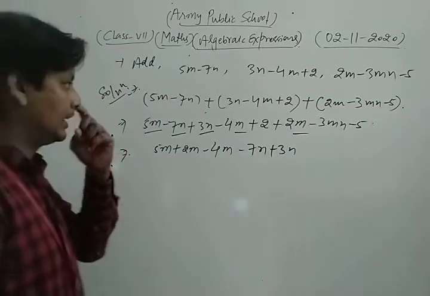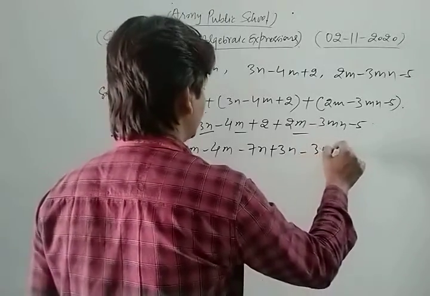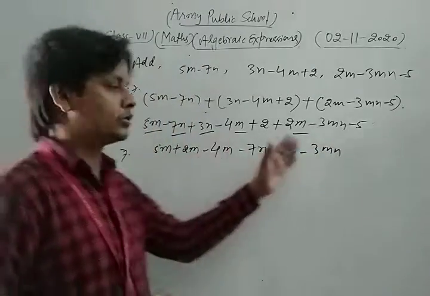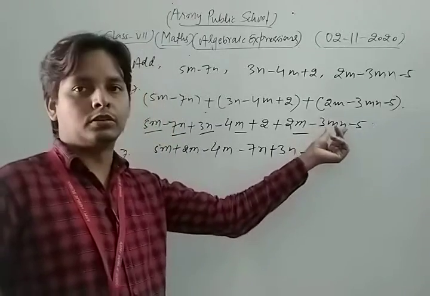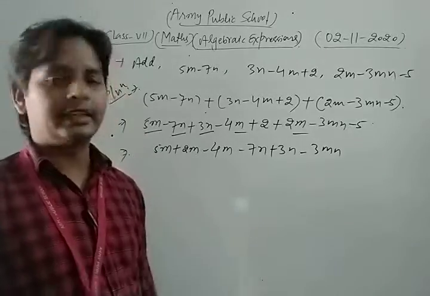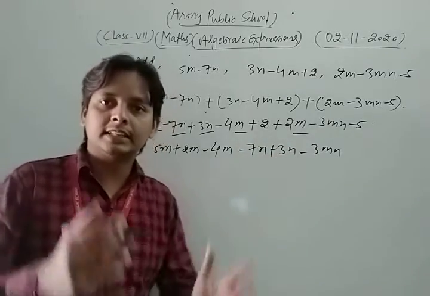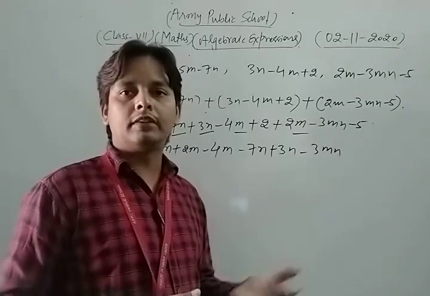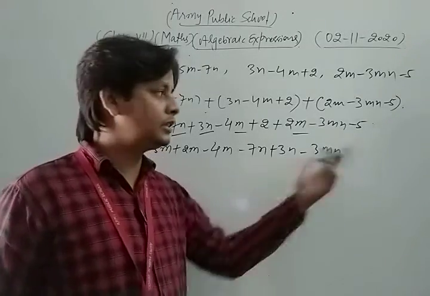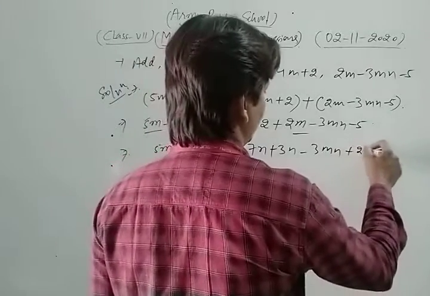And what is the left value, dear friends? Here we write minus 3mn as it is, because no other term contains mn. So mn is only one term, and we write it as it is. And we write 2 and minus 5 together because these are constant terms, they have no algebraic factors. So we write plus 2 minus 5.